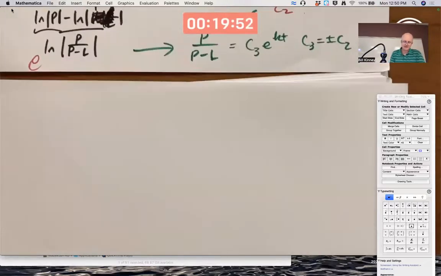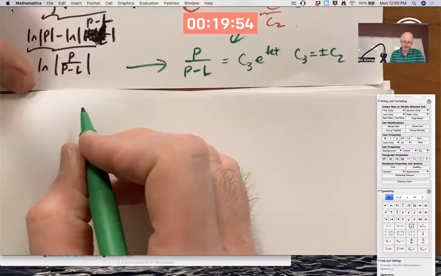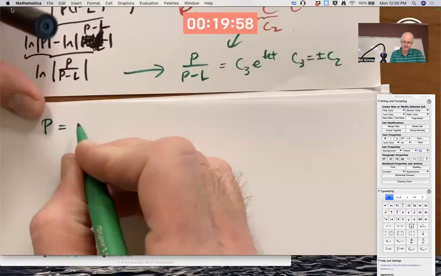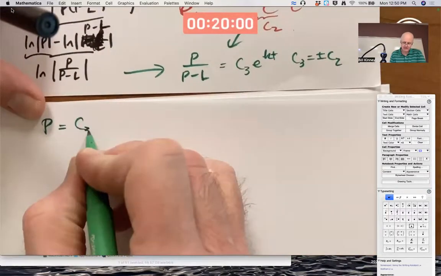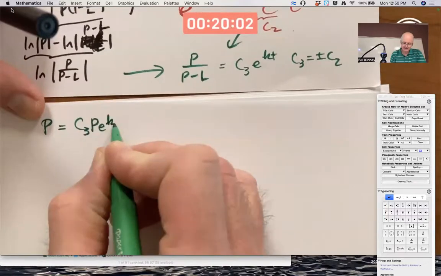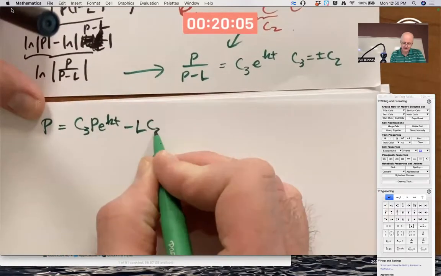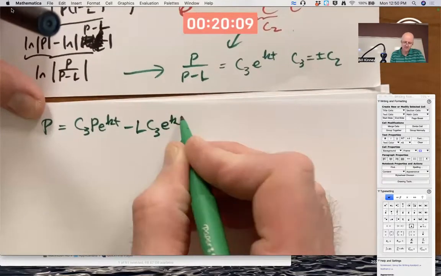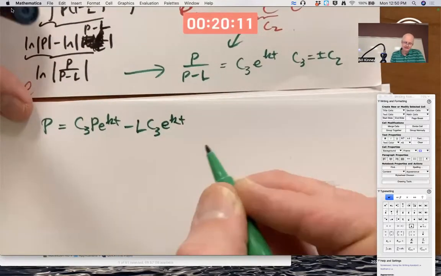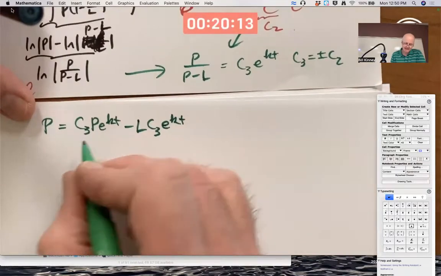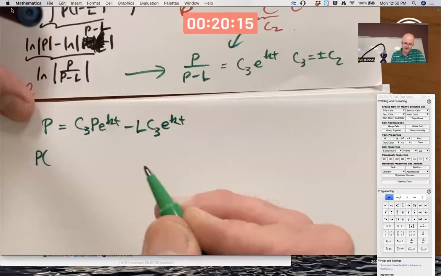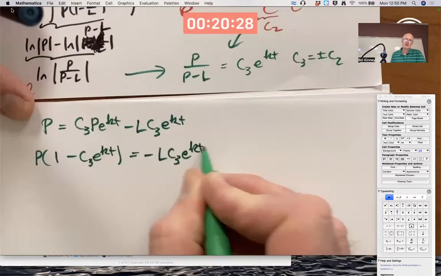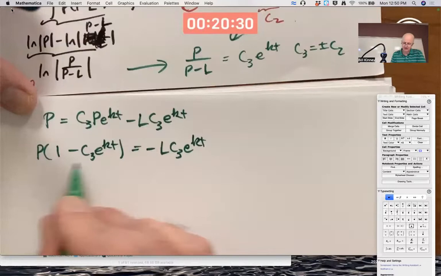what are the steps? You first multiply both sides by P minus L. You'll get P equals C3P e to the KT minus LC3 or C3L e to the KT. Subtract this term from both sides to get two terms involving P on the left, and it'll factor out a P. And then divide both sides by this, and you'll have P solved for.